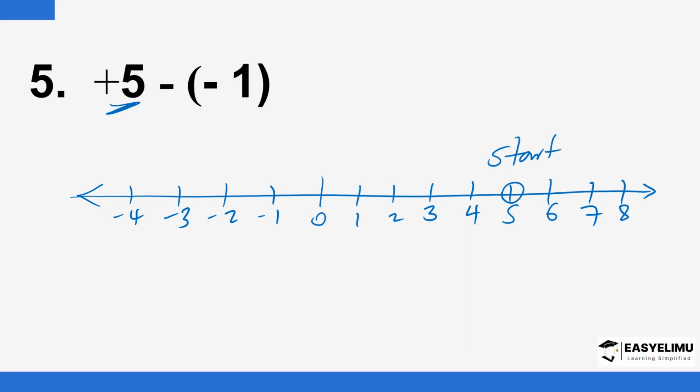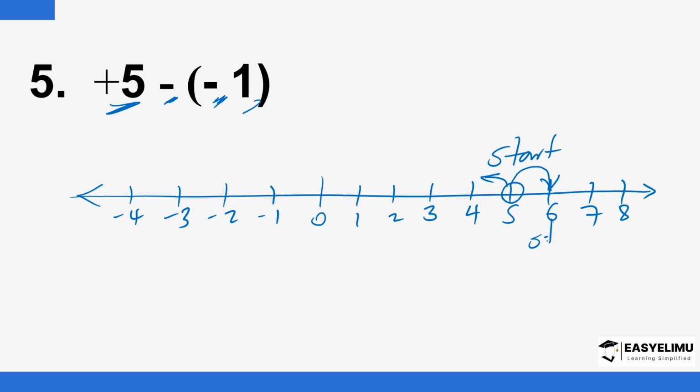So start. Direction, negative. But then there is another negative sign. So reverse. Every time the second sign is negative, the interpretation is that we're supposed to move in the opposite direction. So while starting, we are moving on the negative side, left. But because of the second negative sign, reverse. So move to the right. How many steps? 1. So 1, you stop there.